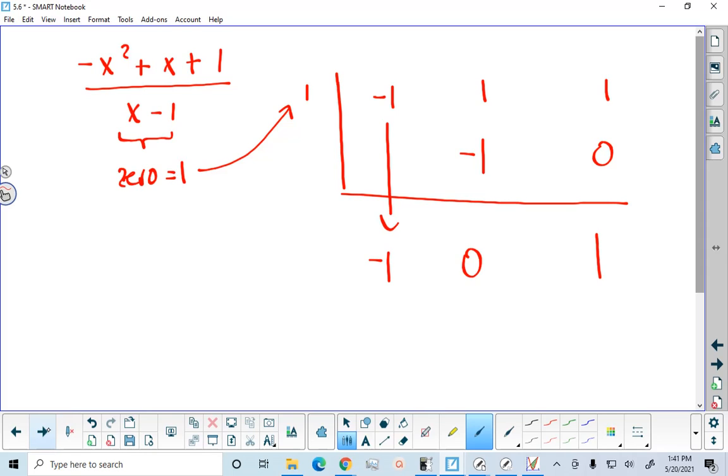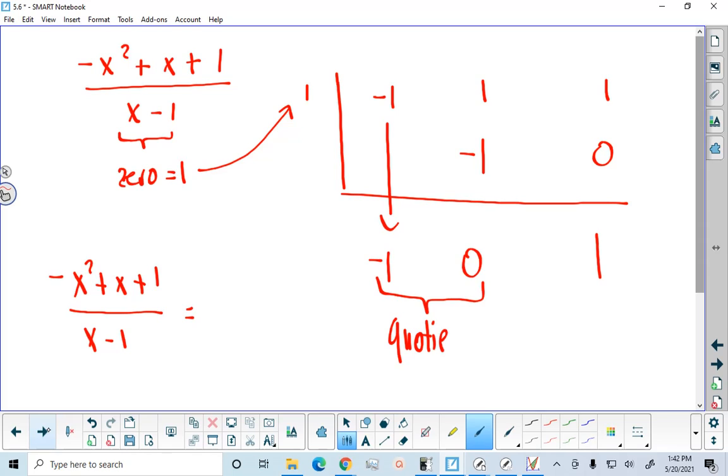What this means is that negative x squared plus x plus 1 over x minus 1 is equal to, this is the quotient, and remember that if this was degree 2, this is degree 1. Whenever you do synthetic division, the degree drops by 1 because you're dividing by x to the 1. So the quotient is actually negative x and then plus nothing, and this is the remainder.